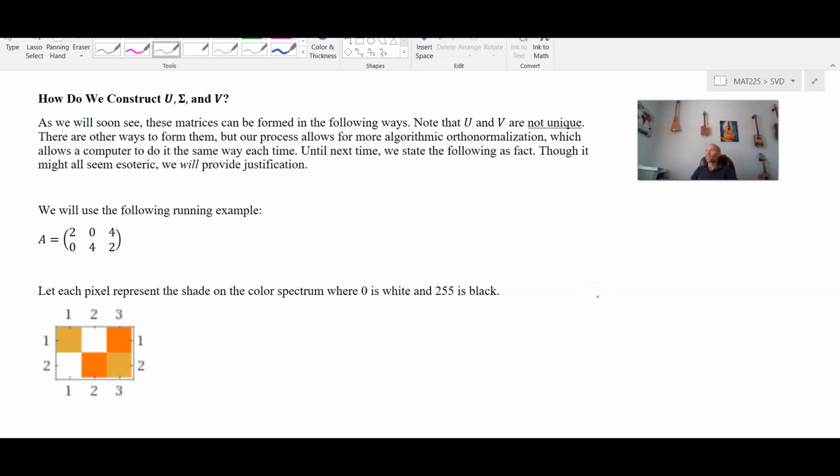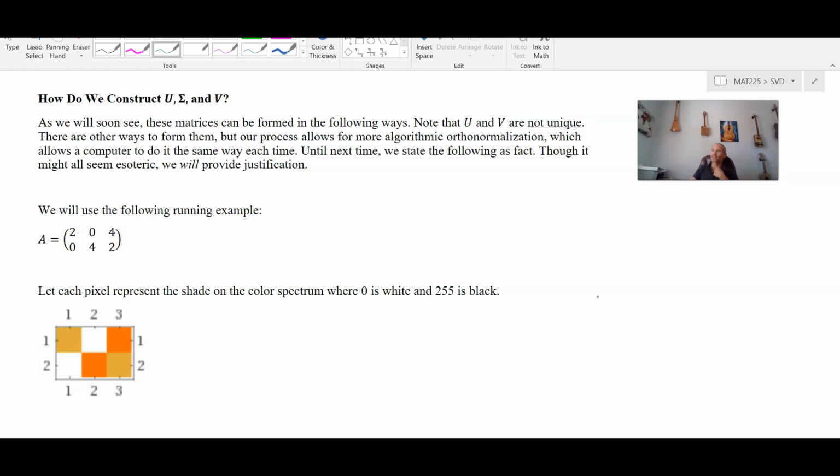Well, the first thing to note is that U and V are not going to be unique, meaning there's more than one way to find them. But our process allows for a more algorithmic orthonormalization, which allows a computer to do it in the same way each time. So we're going to just state this stuff as facts.